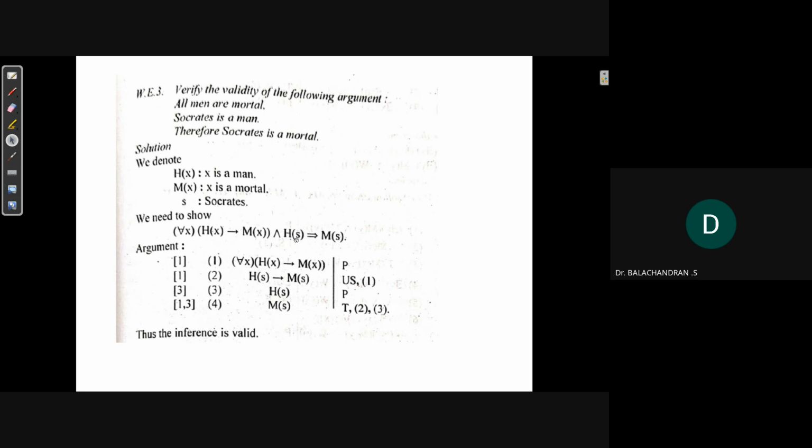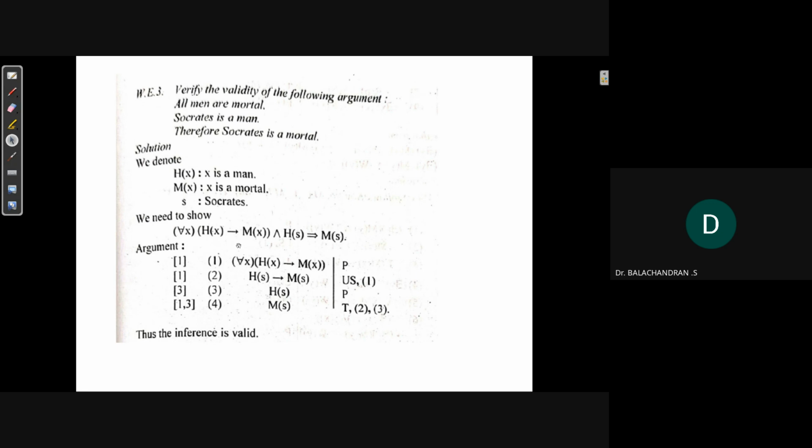So if H of S means Socrates is a man, therefore implies Socrates is mortal, so M of S. Socrates is mortal. Okay. Now the solution or argument.